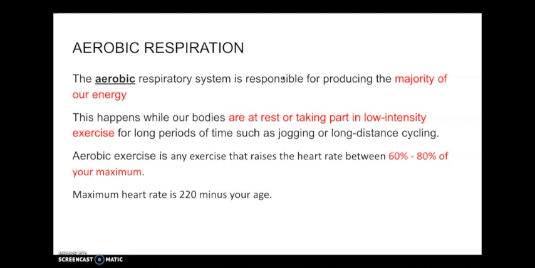And any exercise you do that raises your heart rate to between 60 to 80% of your maximum heart rate is aerobic exercise. And remember, the equation to work out your maximum heart rate is 220 minus your age. So my maximum heart rate right now would be 196 because I'm 24 years old. So 220 minus 24 is 196. So that's my maximum heart rate.